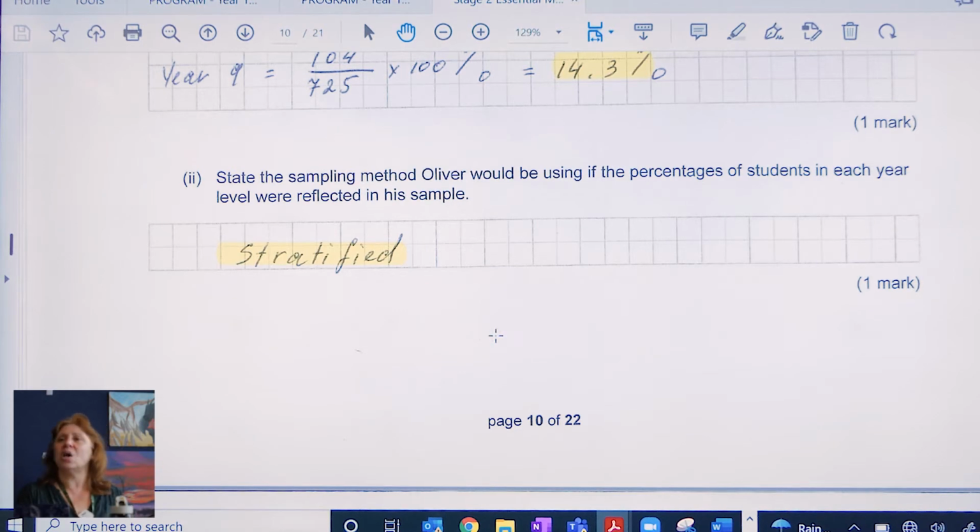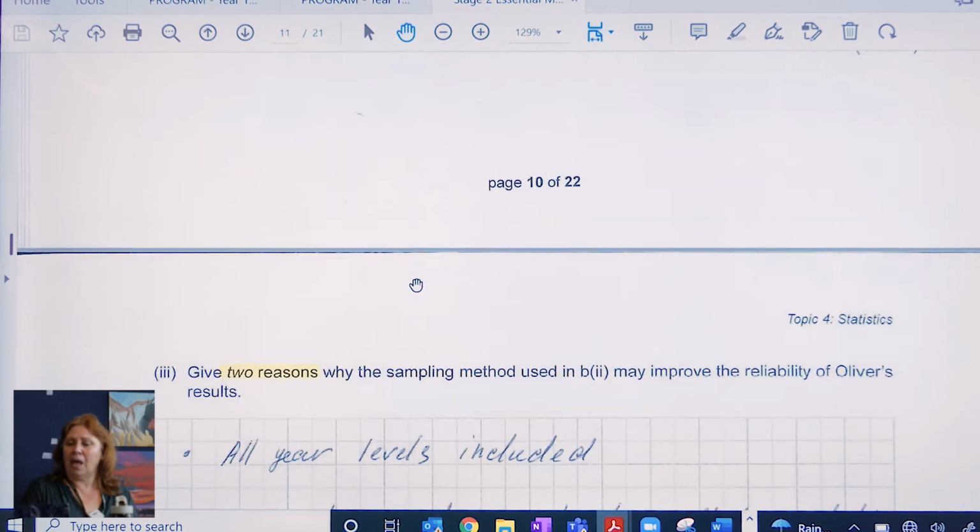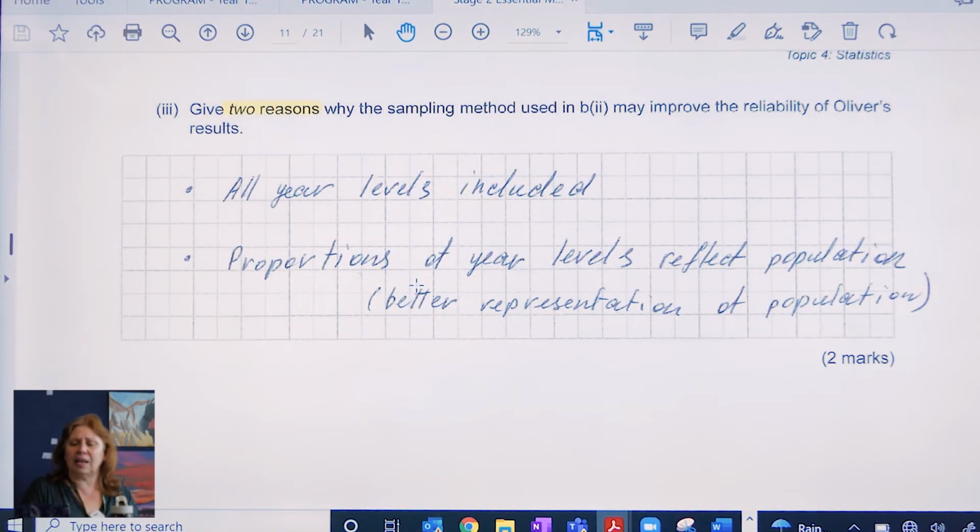They need to recognize a group of levels, like in a workplace it's managers, designers, constructors. In a school, definitely different year levels. Of course, we want to see the words stratified sampling there. And the last bit, again, they need to put 2 reasons, without discussion, just 2 reasons. Normally we talk about all year levels being included, and the proportion of year levels being the same.